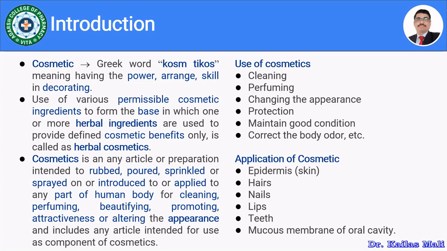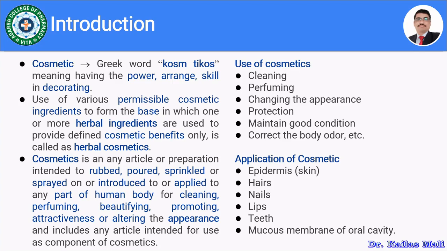Let us see what the use of cosmetics is, for what purpose we are using cosmetics. Cosmetics may be used for cleaning, for perfuming, and to change the appearance. Yes, various colored cosmetics are available in the market, isn't it? So it is possible to change the appearance. It is also used for protection, for example sunscreens, to get protection from the sun rays, then to maintain good condition, for example skin protectives or cosmetics related to skin, then to correct body odor. So these are some of the uses of cosmetics.